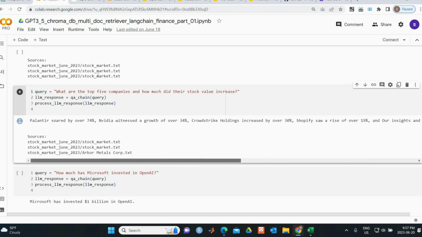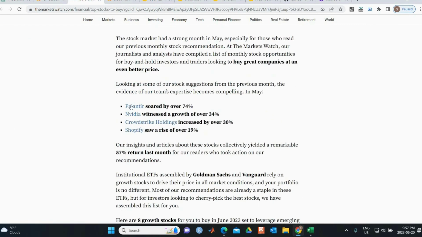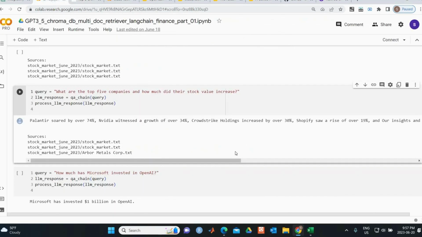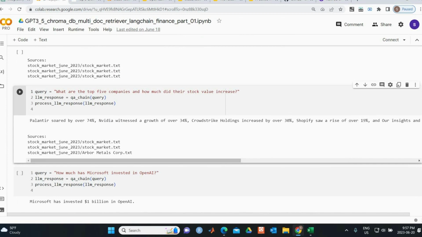So this is the thing here. If we just scroll to the top here, we have this information. Okay, so we have Palantir 74%, Nvidia 34%, CrowdStrike. So it's correctly specified this, and then it specified also this information. Even though we asked for 5, it didn't say anything about the 5th company.